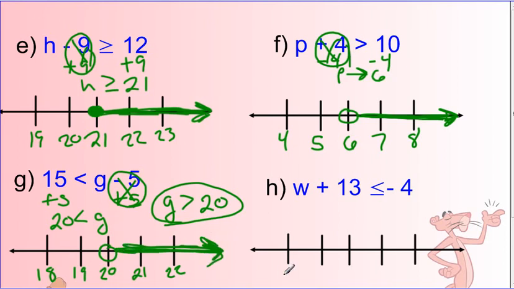And that's letter G. Finally, letter H, W plus 13 is less than or equal to negative 4. Well, the way we get rid of a plus 13 is we minus 13. These cancel out. W is less than or equal to negative 17. The variable is on the correct side. So we're going to put the negative 17 in the middle.